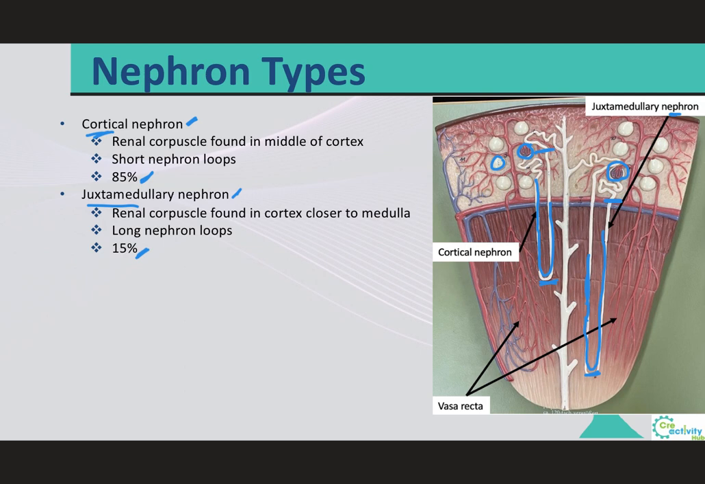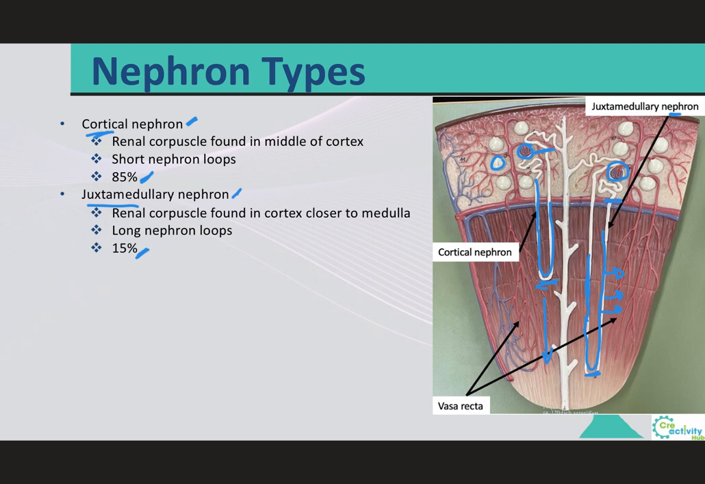Now, because the juxtamedullary nephron has a longer loop, it gives more time for the water to exit through the thin limbs. Therefore, the juxtamedullary nephron is the one that's responsible for forming a concentrated urine because it gives more time for the water to leave the nephron loop. And as such, the cortical nephron cannot produce a concentrated urine because its loop of Henle does not reach the inner part of the medulla.